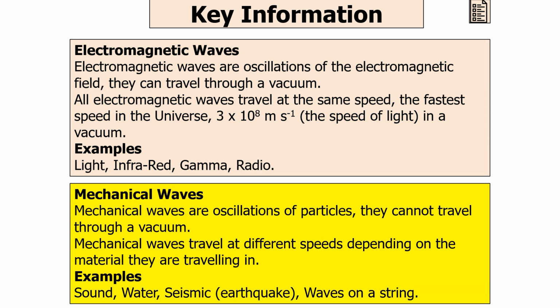Mechanical waves are oscillations of particles. They cannot travel through a vacuum. Mechanical waves travel at different speeds depending on the material they are travelling in. Examples include sound waves, water waves, seismic or earthquake waves, and waves on a string.